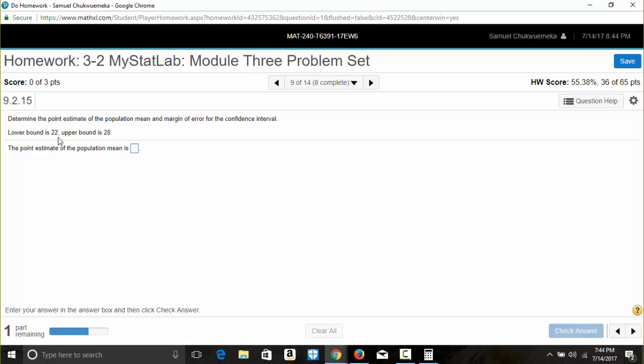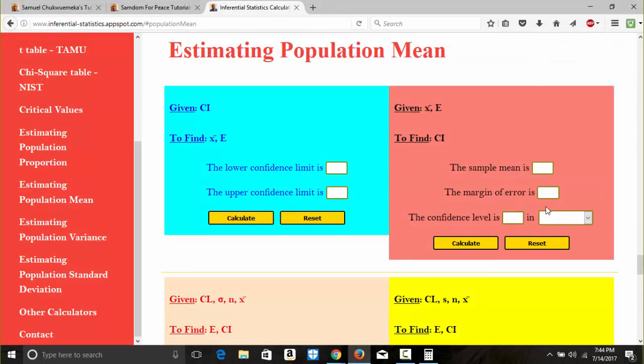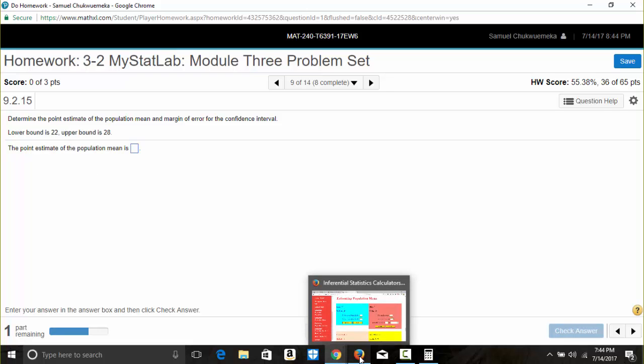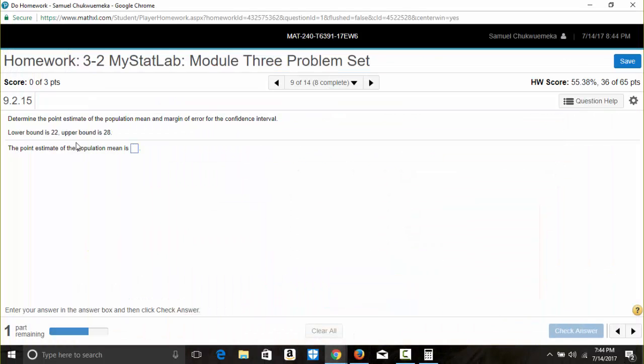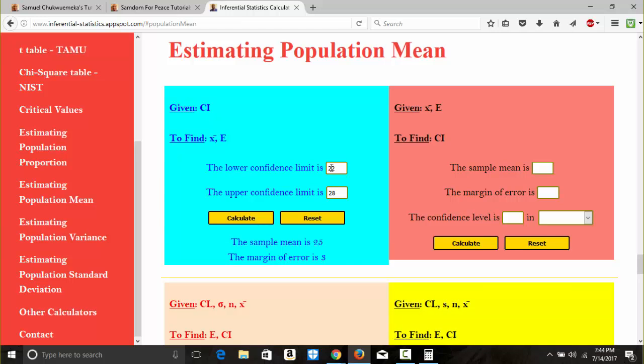And here they gave you the lower bound and upper bound, which is the lower confidence limit and upper confidence limit. And they want you to find the point estimate. The point estimate of the population mean is the sample mean, and that is X bar. So we're going to come here, 22 lower bound, 28 upper bound. So just put here 22, press the tab key, 28, press enter.